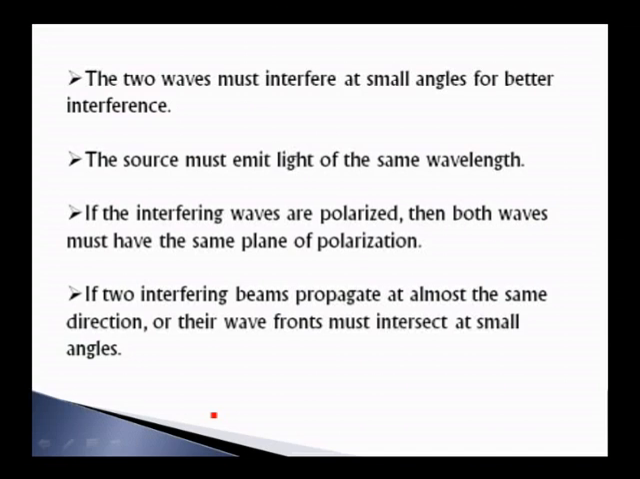If the interfering waves are polarized, again you are going to study this phenomenon of polarization, and there the meaning will be clearer. Both waves must have the same plane of polarization; when I take up polarization I will tell you this effect. And finally, the two interfering beams should propagate in almost the same direction, or their wave fronts must intersect at a small angle. In order to have a very effective interference, these conditions are a must, and then only we can observe this phenomenon. If these conditions are varied, the phenomenon will take place, but it is not an effective one.